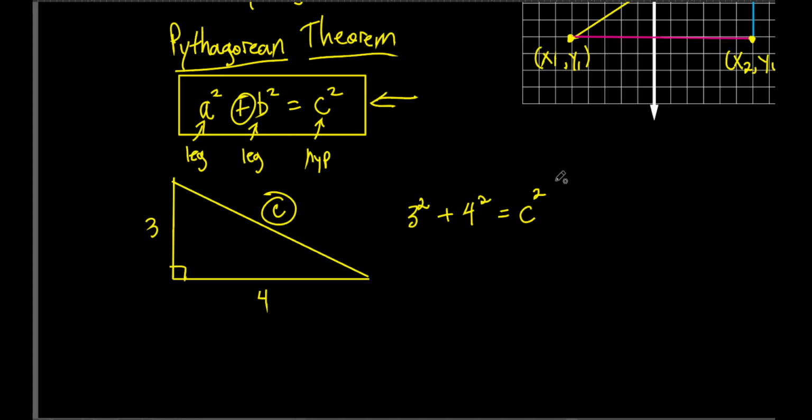Now what I'm going to do is do a little bit of algebra, okay? Like we always do in geometry, right? We set up the geometry and then we do algebra, all right? So 3 squared is what? 9. Plus 4 squared is 16. And what's that equal? That equals C squared.